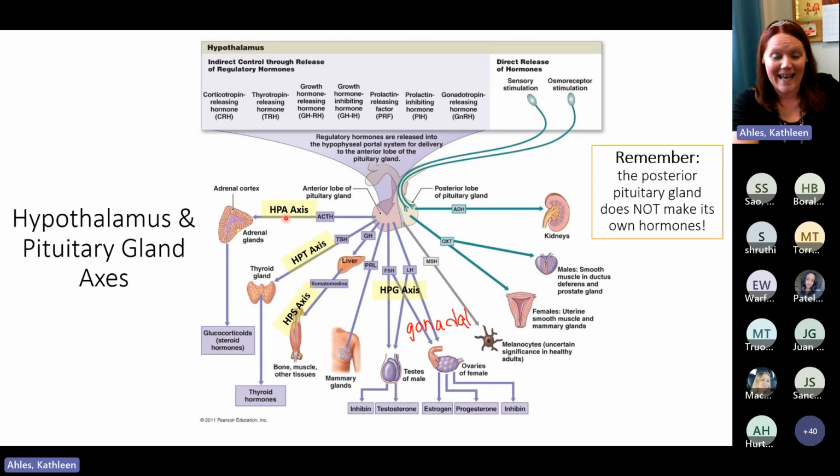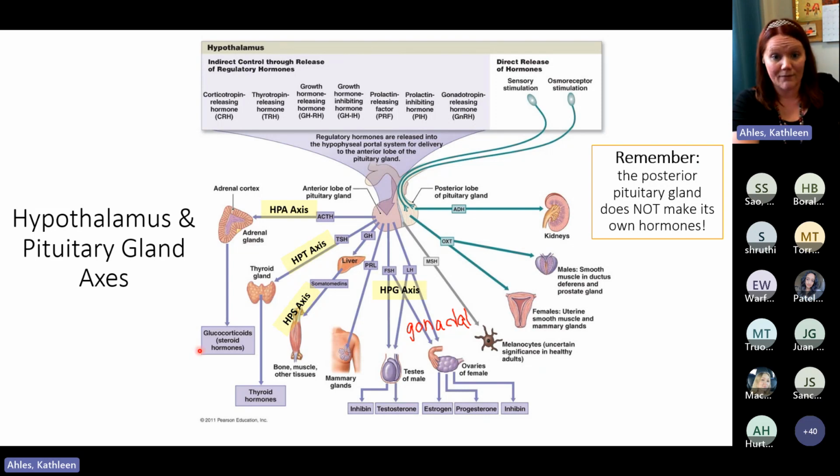So the HPA axis uses something called adrenocorticotropin hormone, ACTH. The anterior pituitary gland makes this hormone. This hormone goes down and talks to the adrenal glands. The adrenal glands spit out a variety of hormones, steroid hormones, that circulate through your body at varying levels depending on your stress level.